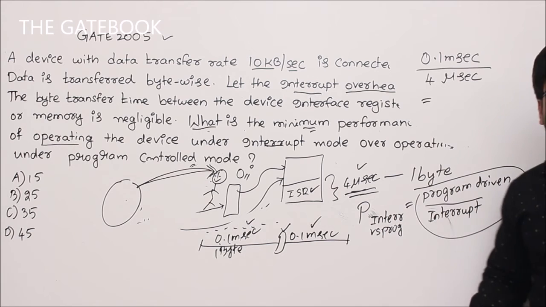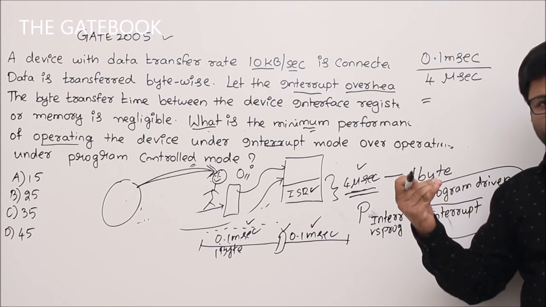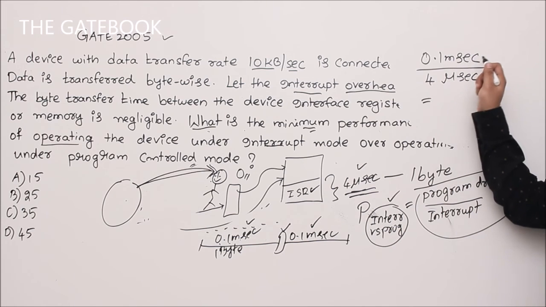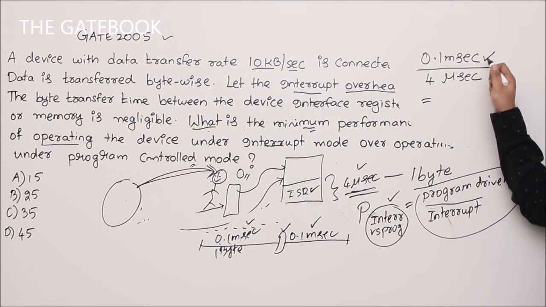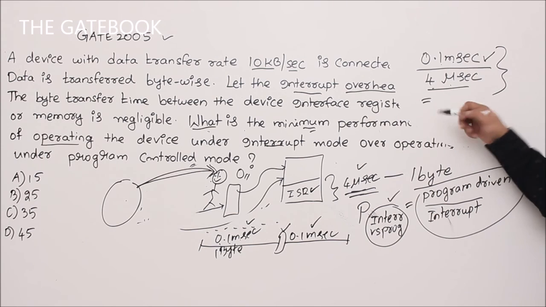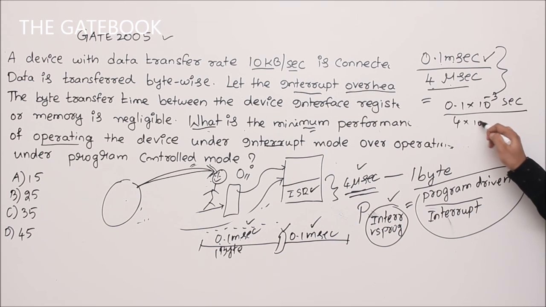Now do you remember, in a pipelining system also, if you want to know the performance gain of the pipelining model, the formula is time required for non-pipeline divided by time required for pipeline. Similarly, if you want to know the performance gain of interrupt driven IO, you take program driven IO time and divide that by interrupt driven IO time. So for 1 byte transfer, 0.1 millisecond, here 4 microseconds. If you divide it, you get the ratio, otherwise the performance gain. If I simplify, 0.1 into 10 power minus 3 seconds, I am converting into seconds, by 4 microseconds, which is 4 into 10 power minus 6 seconds.